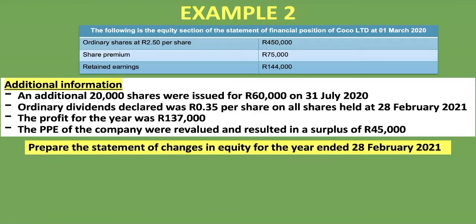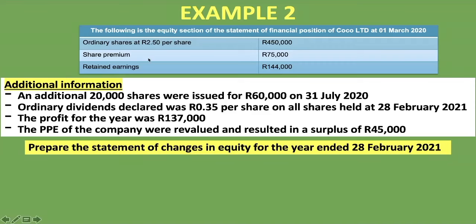If we issued any shares, we're told here an additional 20,000 shares were issued for 60,000 rand on the 31st of July 2020. Now that is during this financial period, so we need to take that into account. But it's not clear cut as just putting the 60,000 rand. Well, we need to figure out if there is a share premium on this issue of shares.